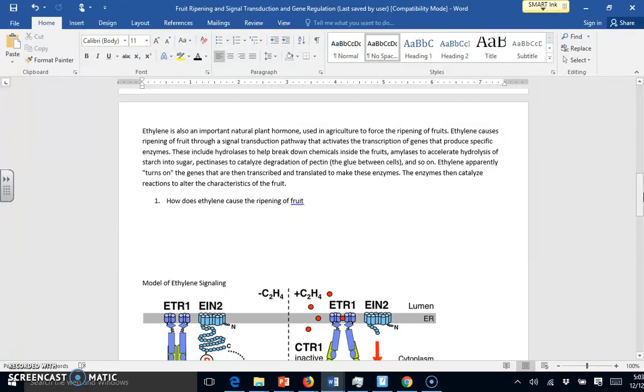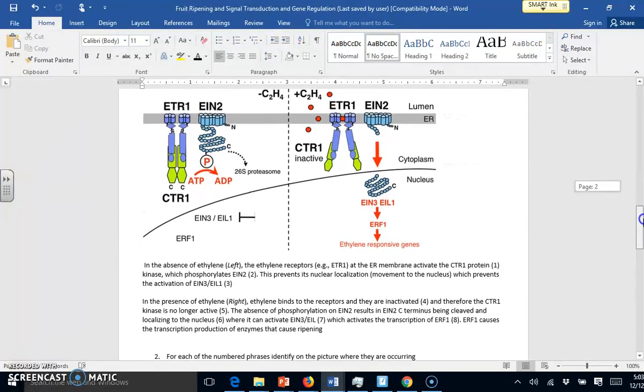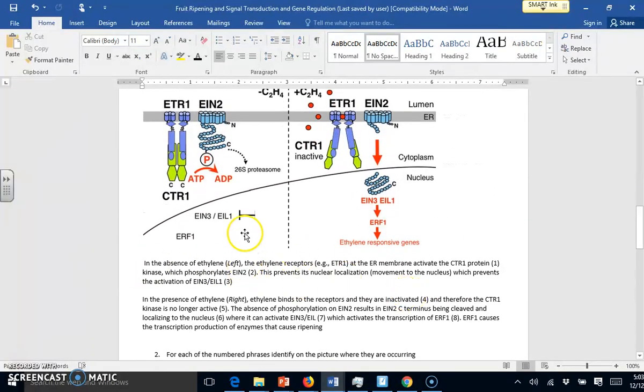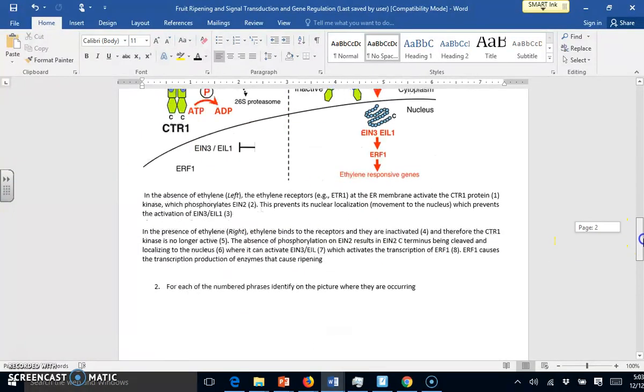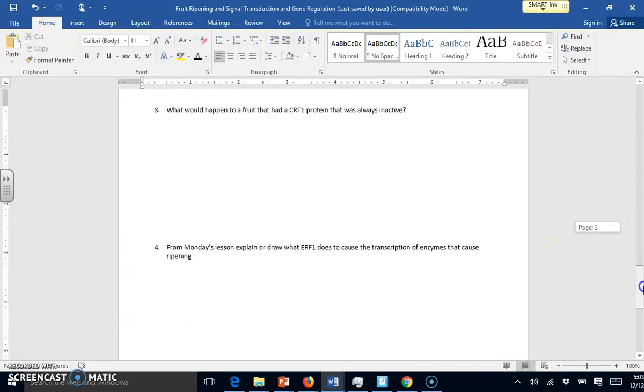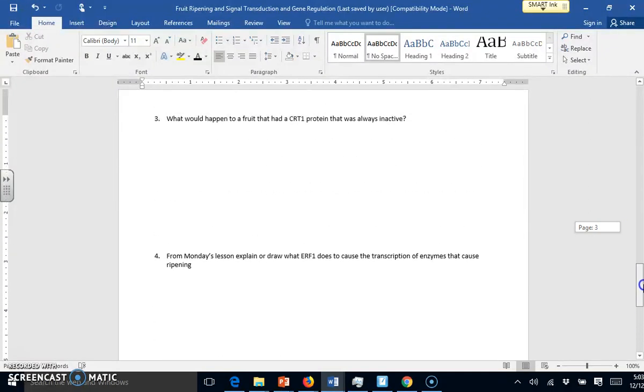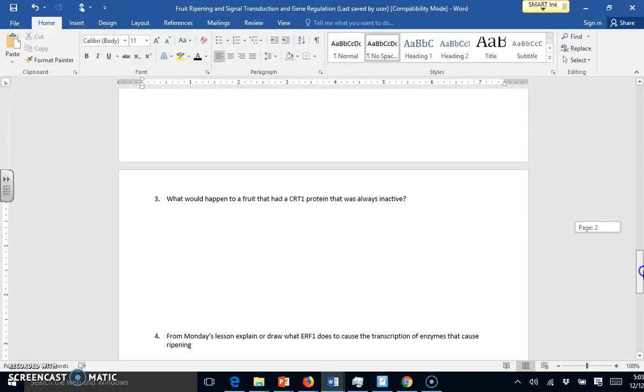So you need to read this paragraph and answer this question. Then this text describes these signal transduction pathways, and certain phrases are numbered. You need to, on this diagram, number where the phrases are occurring, and then there are three more questions to answer. This is going to be difficult. All right, I want you to do the best you can.